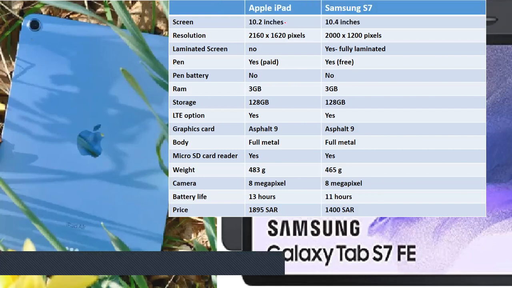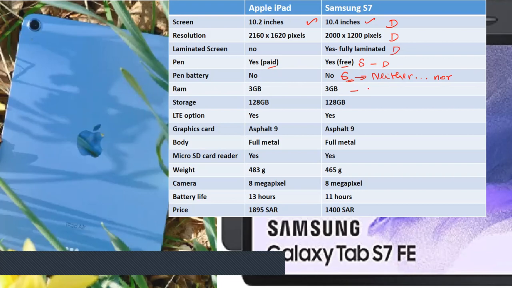let's start with the screen. Apple iPad 10.2 and this is 10.4. So this is different. This is not similar. Resolution 2160-2000. So this is different. Pen, it's similar, but here it is paid and here it's free. So it's similar, plus there's a difference. Pen battery, no. Say both negative. So here it comes in paragraph number 1, similarities, but we need to use neither nor. And be careful, this can be the last sentence of paragraph number 1.